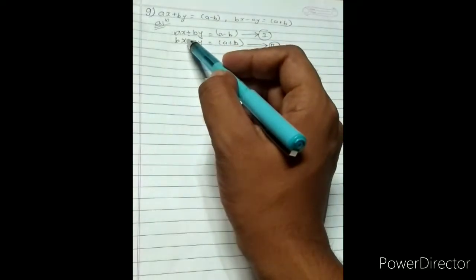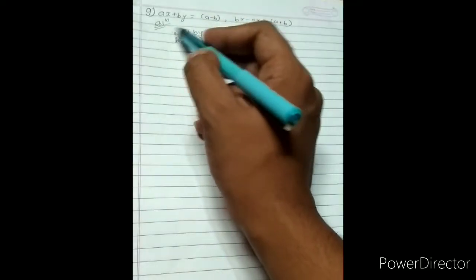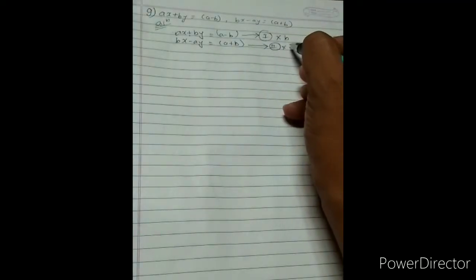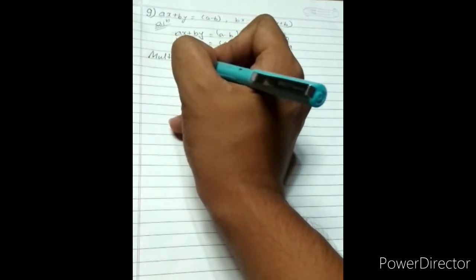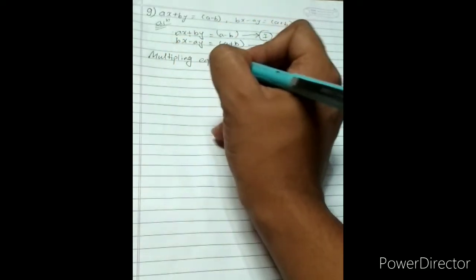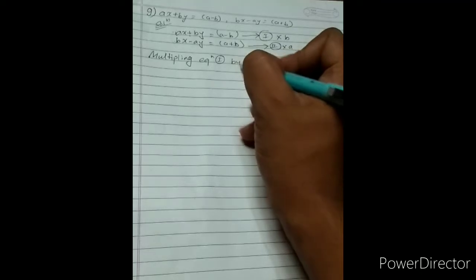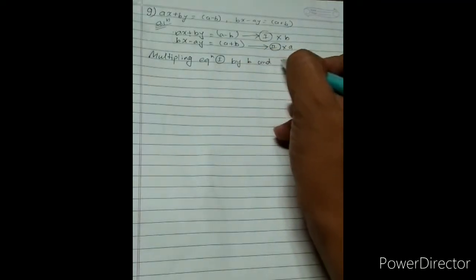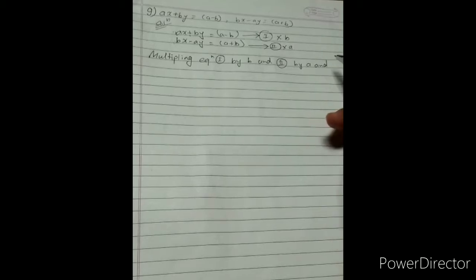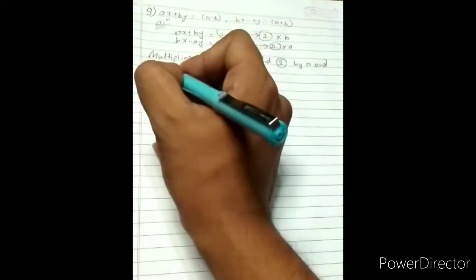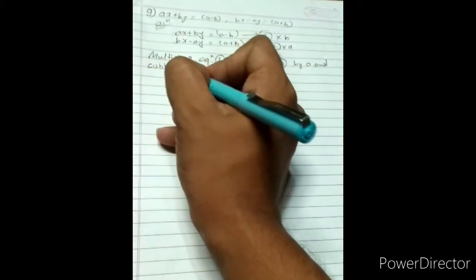Now it is subtraction here. So let's make the coefficient of x equal. Let's multiply by b here, and by a here. Multiplying equation 1 by b and equation 2 by a, and we subtract them, subtracting 2 by 1.